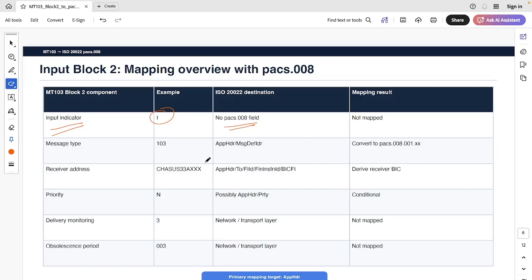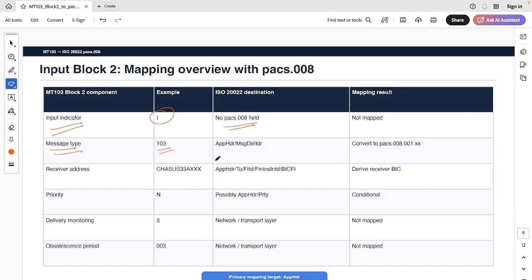The reason is that the I only tells the FIN network that an MT message is being submitted into the Swift network. ISO 20022 does not require the payment message to carry an equivalent character. Therefore, the input indicator is not mapped into the pacs.008 syntax or pacs.008 format. The second component is the message type, which is 103 in MT format.